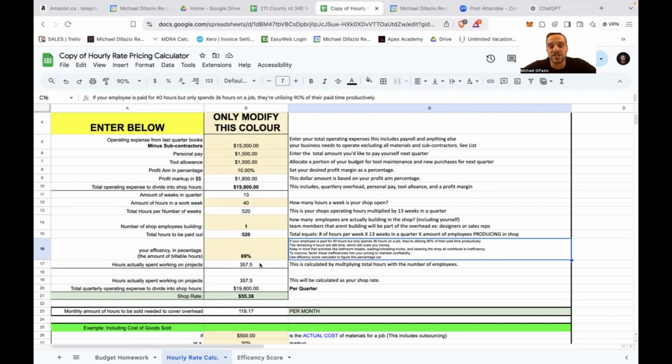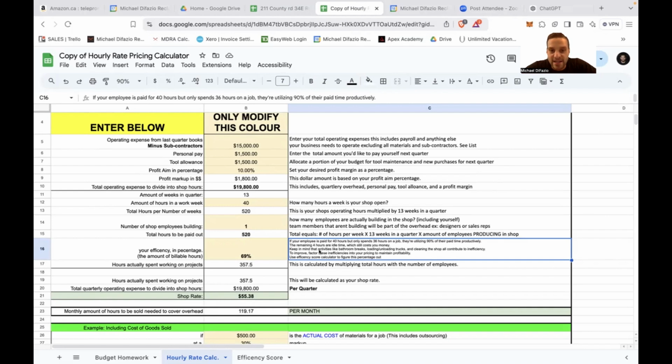So this is what we call an efficiency rating. And there is instructions right here. If your employee is paid for 40 hours but only spends 36 hours on a job, they're utilizing 90% of their paid time productively. The remaining 4 hours are idle time, which still costs you money. So we still have to include this in here.